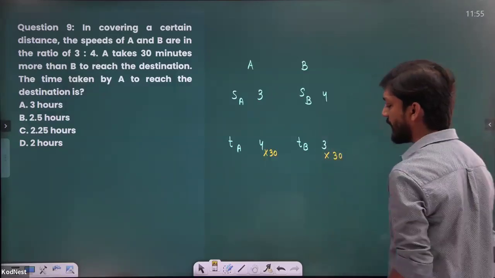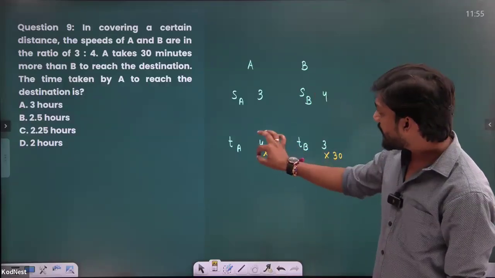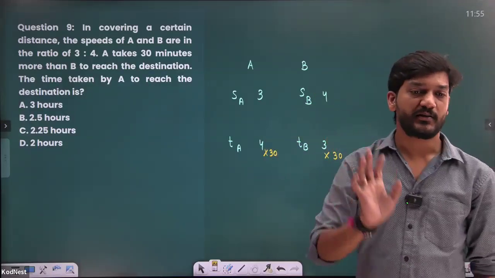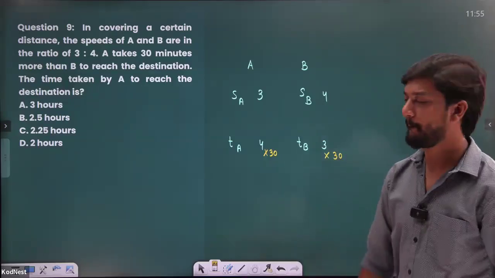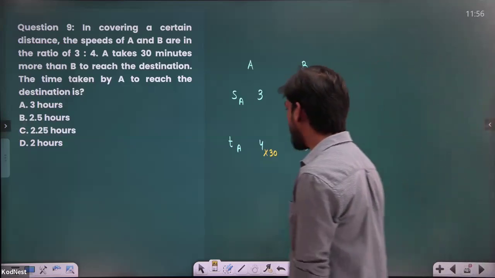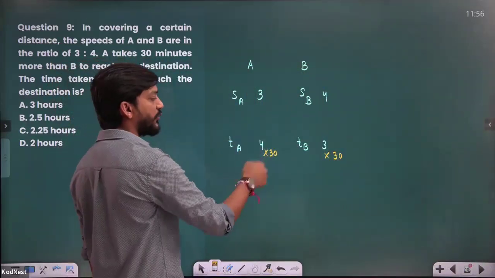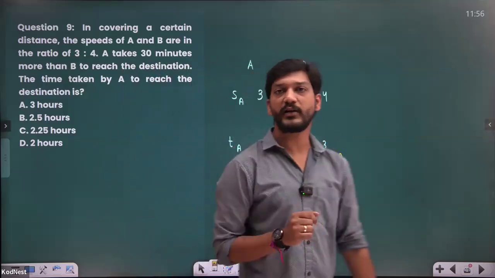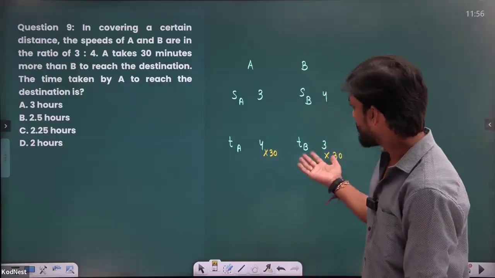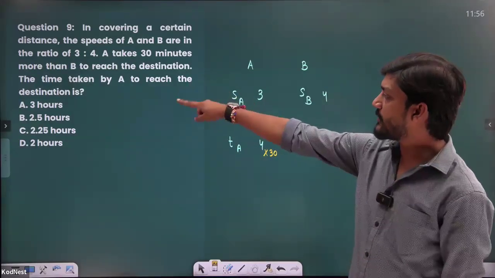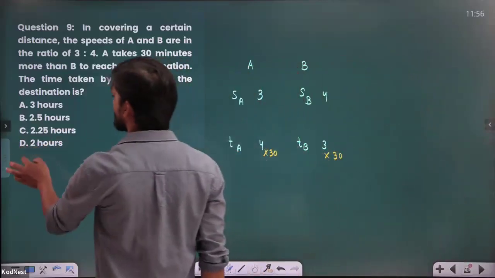Now check please. Is now, with these values I am saying, is A taking 30 minutes more than B? Check please. Carefully check. Is A taking 30 minutes more than B? Check. 40 into 3, 120. 30 into 3 is 90. 120, 90, 30 minutes difference. So question is done. Time taken by A to reach the destination is 4 into 30, that means 120, 2 hours. It is correct.